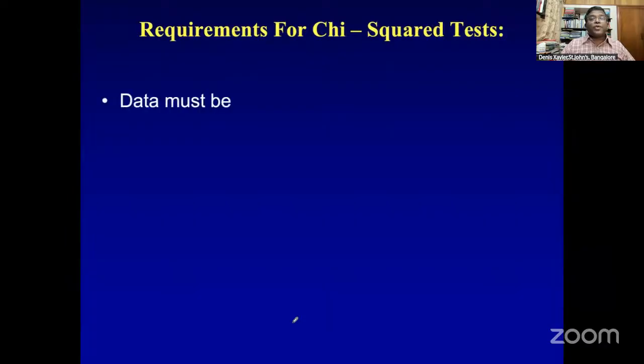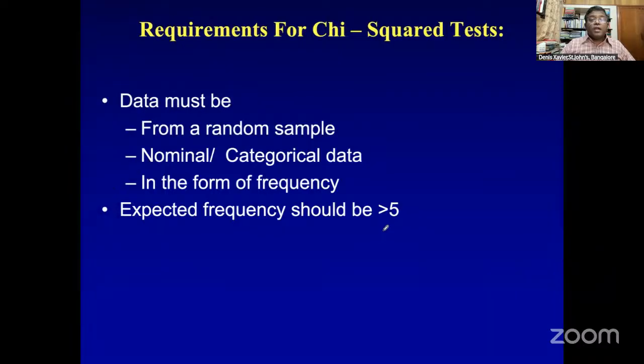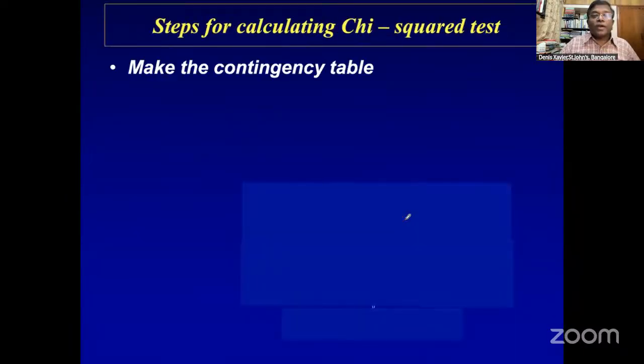Requirements for the chi-square test. Data must be from a random sample. They are nominal or categoric data, so you will not have any decimals here, and in the form of a frequency or count data. Now for a chi-square test, the frequency should be more than 5 in any particular group. Here are the steps for calculating the chi-square.